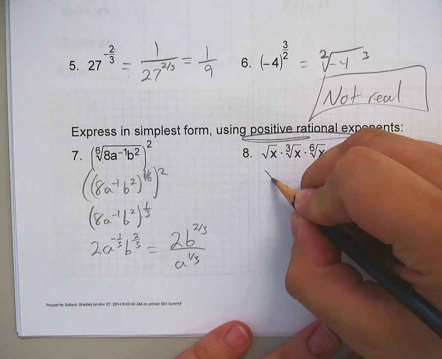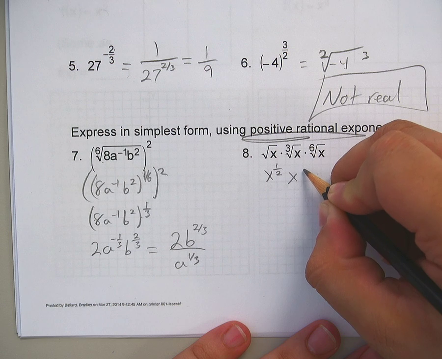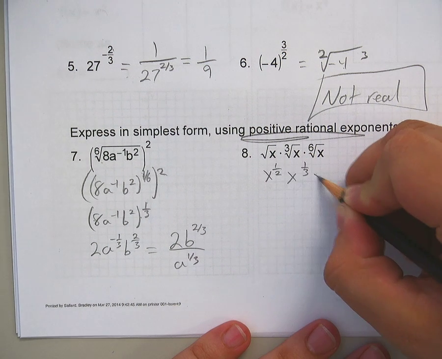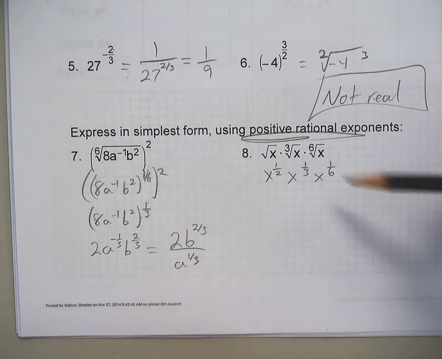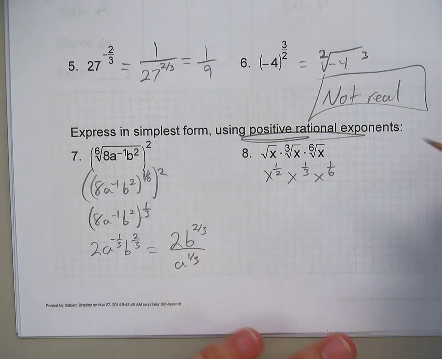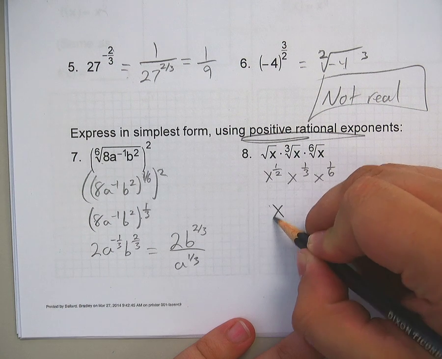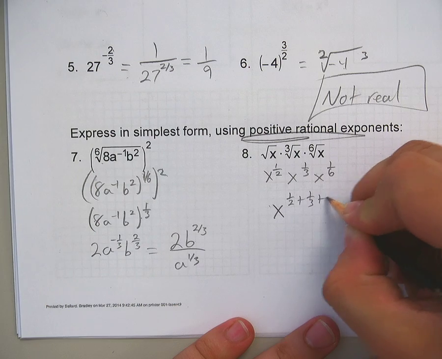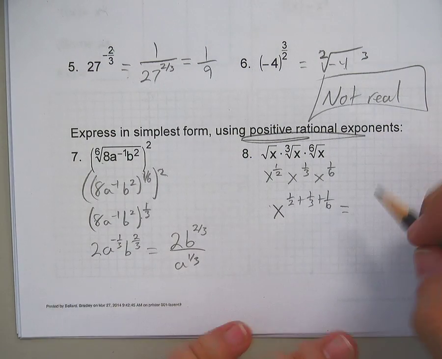First thing I'm going to do here is rewrite this as x to the 1/2, x to the 1/3, remember, this is the denominator here, x to the 1/6. Multiply them all. You're multiplying bases all together, so you add their exponents. So this is going to be x to the 1/2 plus 1/3 plus 1/6, and you can't do that obviously because they need to be common denominators.